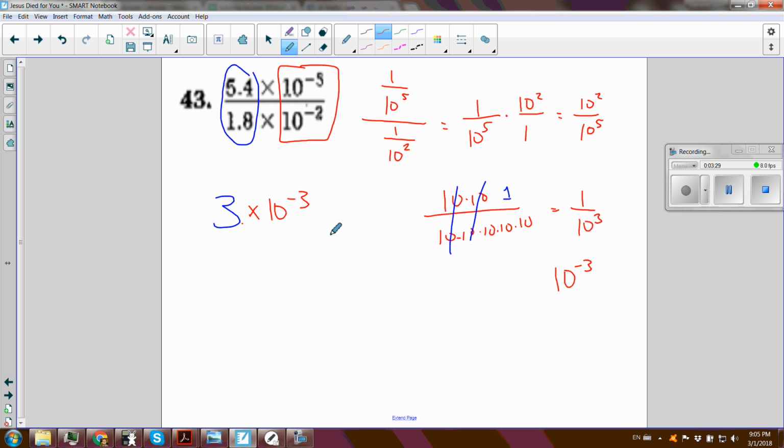Now the shortcut to get the negative 3: 10 to the negative 5th divided by 10 to the negative 2. When you're dividing, you subtract the exponents. Look, 2 minus 5 gave me an exponent of negative 3. Well, that's the same as negative 5 minus negative 2. Will give you negative 3.